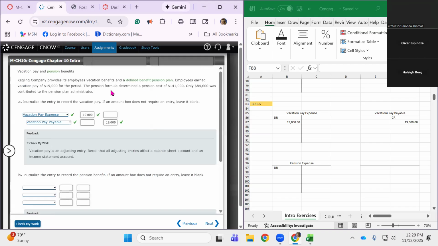Now the next one is, a pension formula determined a pension cost of $141,000.